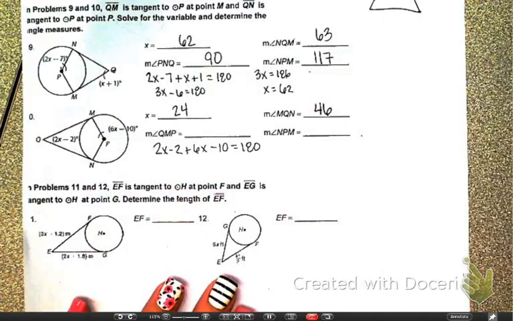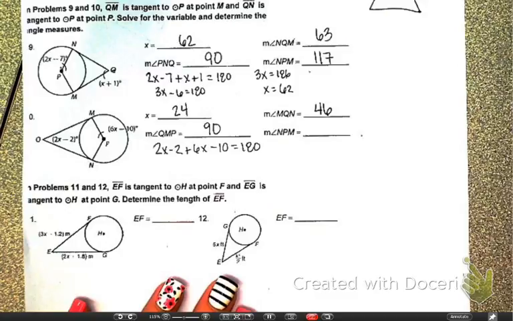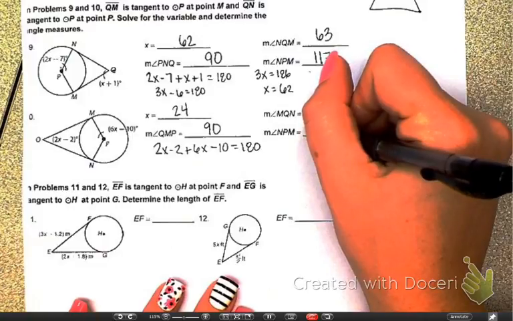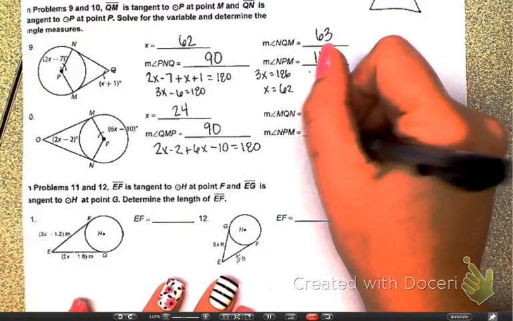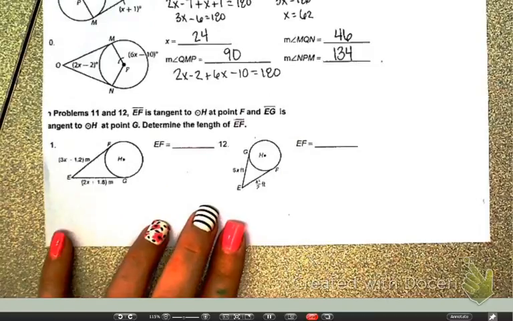Great. What is the measure of QMP? Awesome. And if I plug that back into angle NPM, you end up with? Did we get all those? Great. All right, let's look at the last 2 problems together.